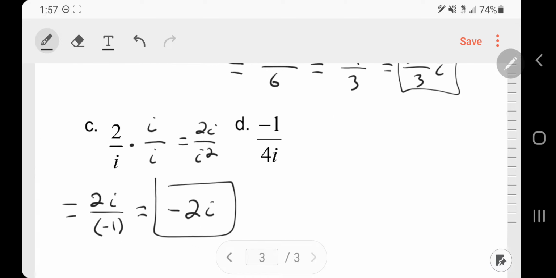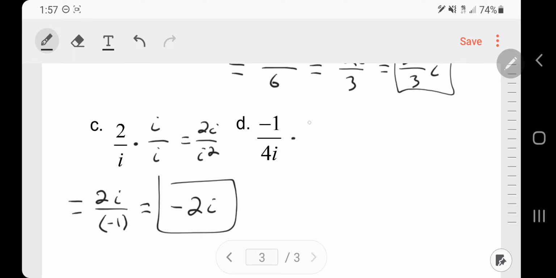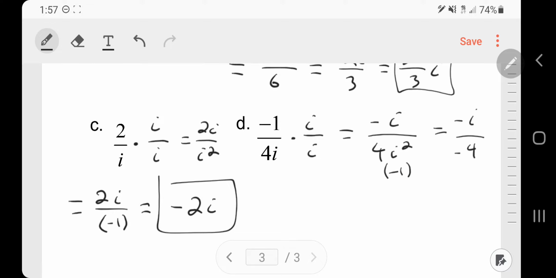And the last one we have here, negative 1 over 4i. Again, i in the denominator, so I multiply top and bottom by i. I get negative i on top, negative 1 times i. And on the bottom, I get 4i squared. Negative i over, again, 4i squared is going to become a negative 4 because this i squared is a negative 1. And my final answer here would be i over 4. Again, because these negatives would cancel out. And our solution would be i over 4.